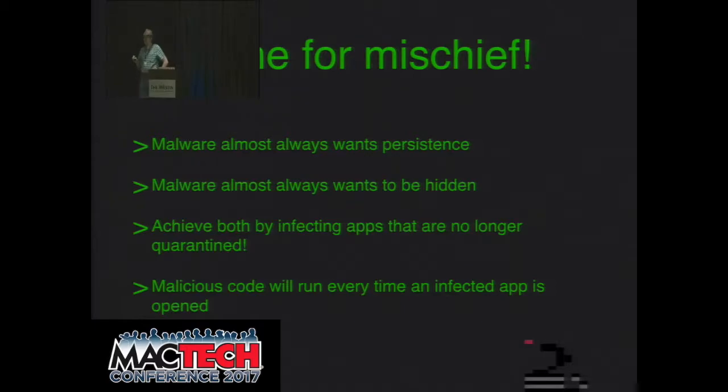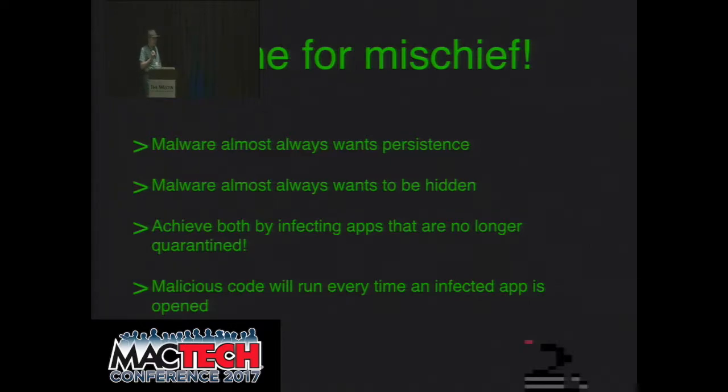And if it's not hidden, if the user sees it, it's game over. The malware has already failed. So these are two very important things. You can actually achieve both of these goals by infecting an app that has been unquarantined already. So some app that's already sitting in your applications folder. You've run it before. It's no longer quarantined. You can actually go in there and modify that app, and nothing bad will happen, at least from the perspective of the hacker.